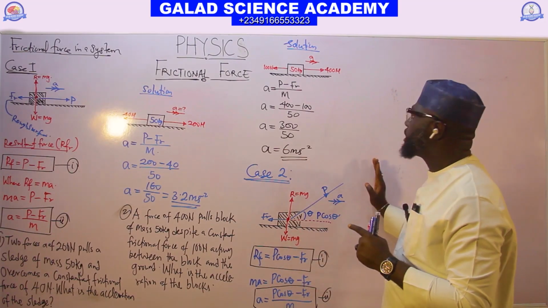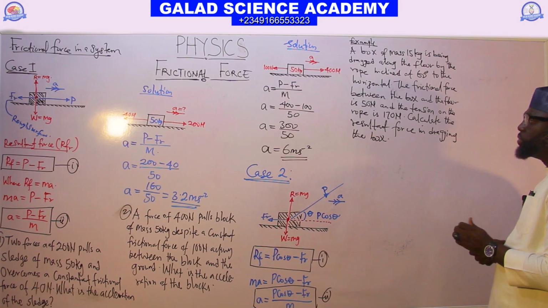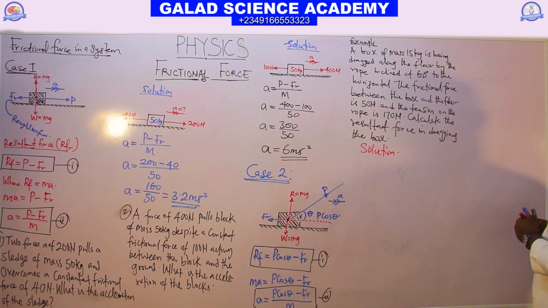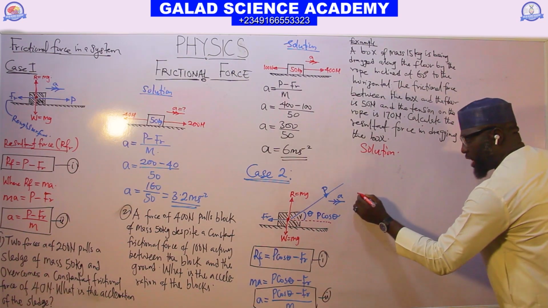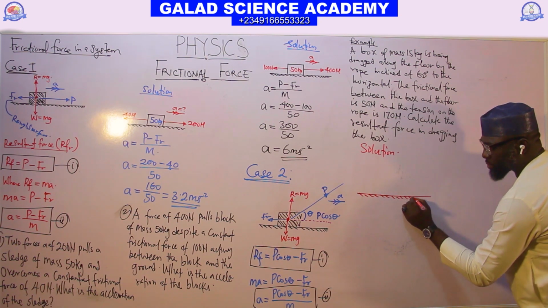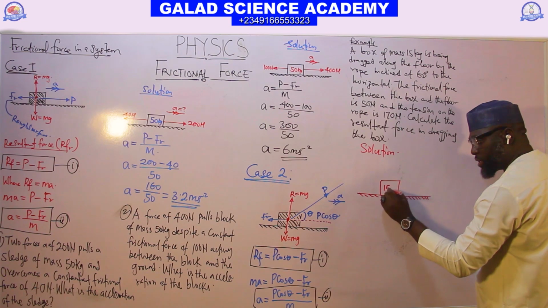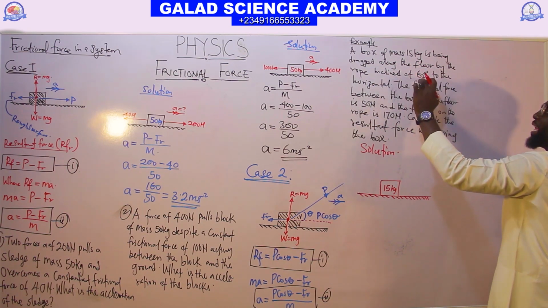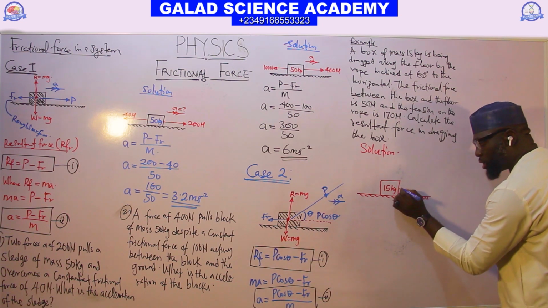Let us solve one question on this before we move to the next case. Solution. It said a body of mass 15 kg is being dragged along the floor by a rope inclined at angle 60. Let's draw this diagram. The body of mass 15 kg is being dragged along the floor by the rope inclined at angle 60. So assume that this is the rope that we apply to drag the block.